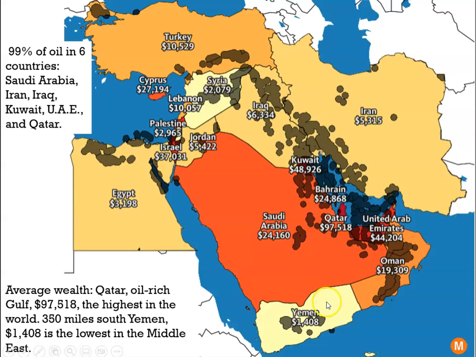So take a look at the difference. Yemen is here. Qatar is here, not that far apart. Look at the difference in average wealth. Almost $100,000 in Qatar, about $1,400 a year in Yemen. Okay, South Yemen.